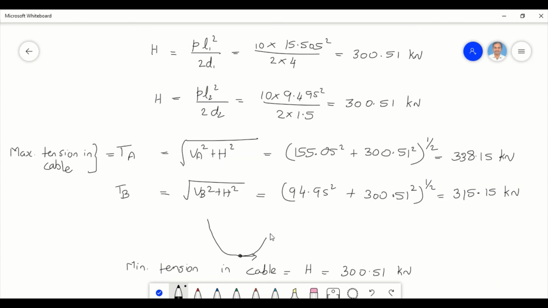So within the cable profile, where we have the uppermost point, there we will have maximum tension, and where we have the lowermost point, there we will have the minimum tension in the cable.